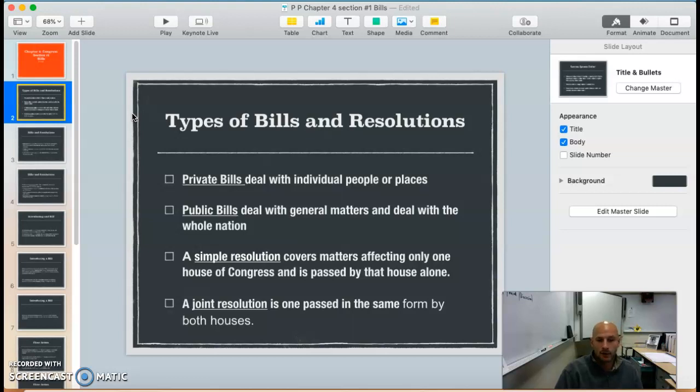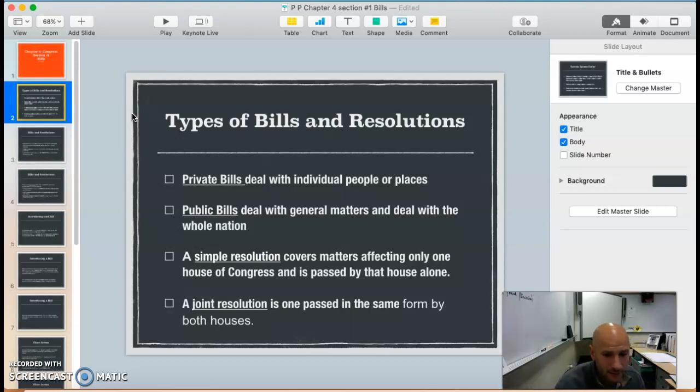There are two different types of bills that usually get passed. Private bills deal with individual people or places, and a public bill deals with general matters, the nation as a whole if you're looking at the federal level. Then there are two different types of resolutions. A simple resolution covers matters affecting one house of Congress and is passed by that house alone. That would recognize a day or a specific event, say for a state. A joint resolution is one passed in the same form by both houses. So those are the two different types of resolutions.